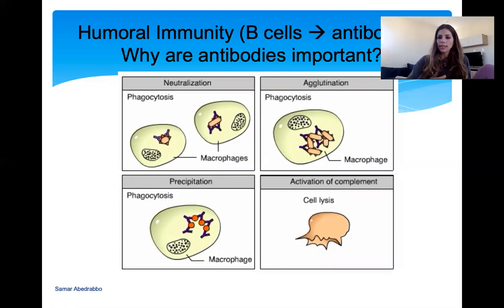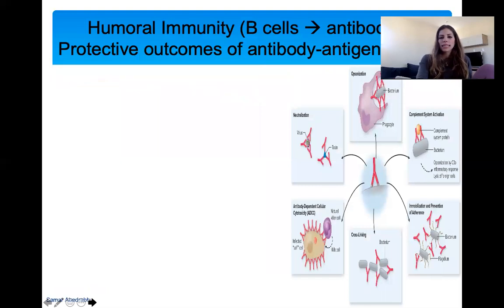So with humoral immunity, we get activated B cells. Activated B cells will differentiate into plasma cells. Plasma cells make antibodies. And now we're talking about why those antibodies are important in targeting the pathogen. So antibodies can have a lot of different outcomes, as the video spoke about. So I'm going to talk about a few things.